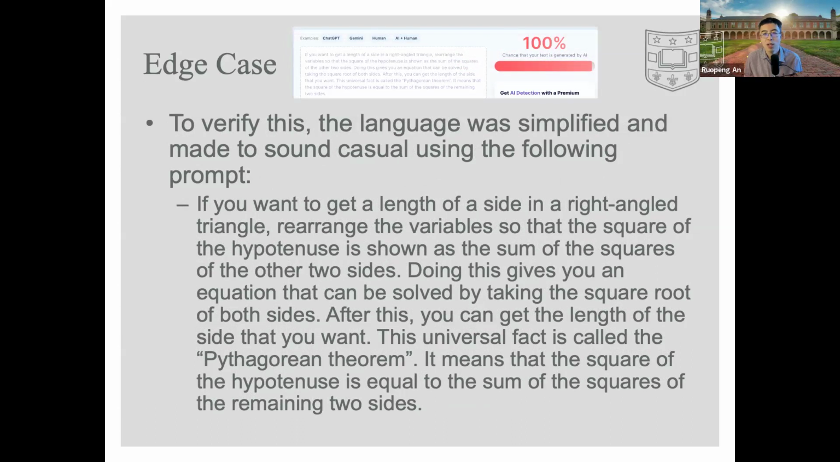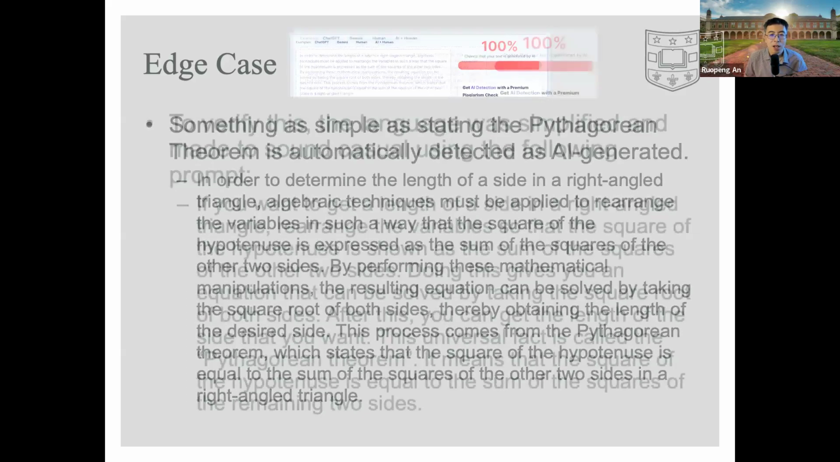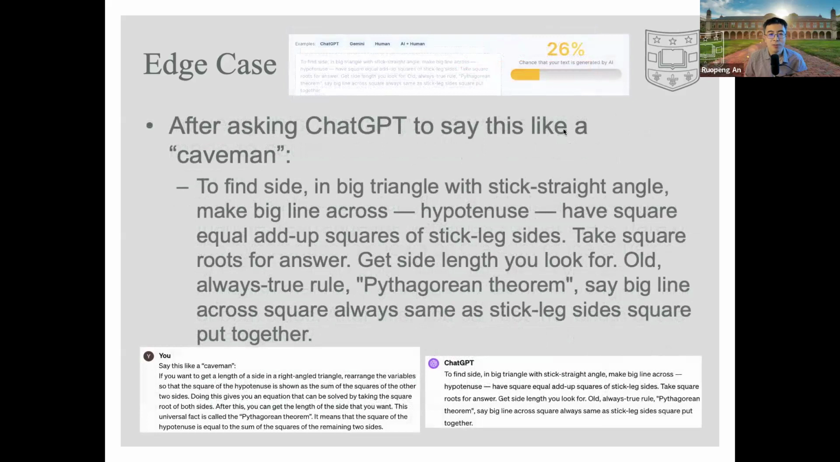And again, for this edge case, the AI algorithm still thinks there's a 100% chance that this is written by AI. And then Yi made a smart choice of asking ChatGPT to say this like a caveman, right?